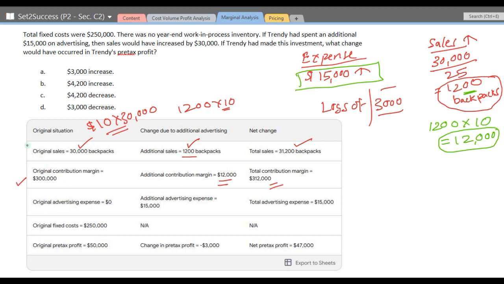In the original situation we don't have advertising expense, but here we have advertising expense. The original fixed cost is $250,000. So the original pre-tax profit is $50,000 and the new pre-tax profit is $47,000, because we have incurred a total advertising expense of $15,000 and we are getting a benefit of $12,000. So that's why there is a decrease in the pre-tax profit of $3,000.